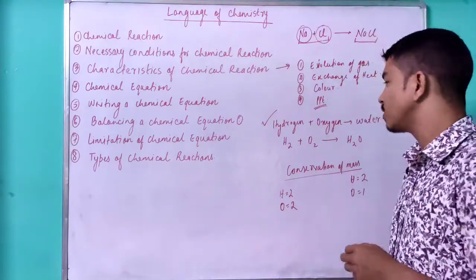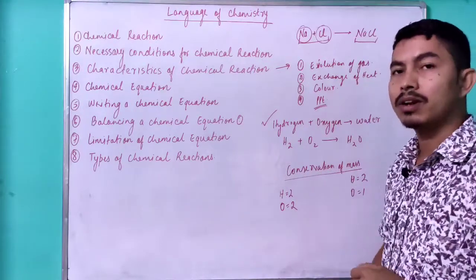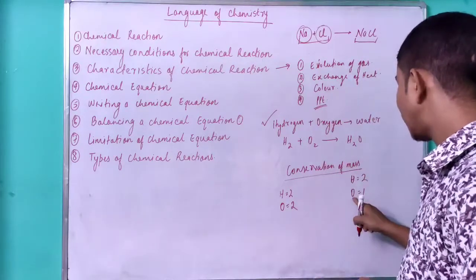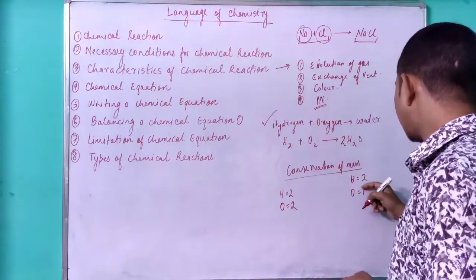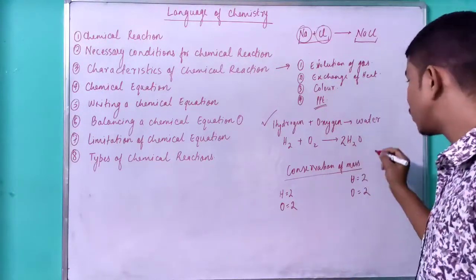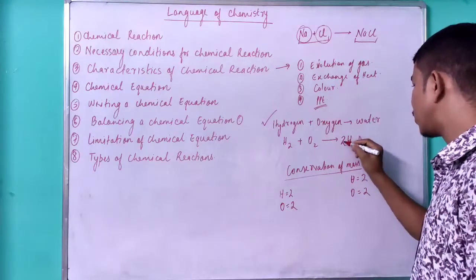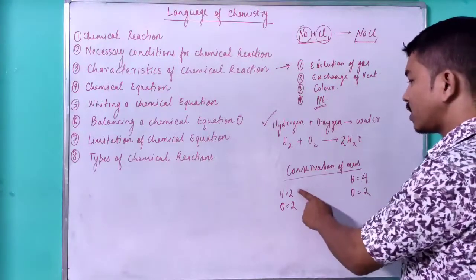A chemical equation can be balanced by adding a digit in front of the given element. Now what can I do? I need to make oxygen 2, so I'll write 2 here. Now we have 2 atoms of oxygen. But when we do so, the number of hydrogen also increases. It is multiplied, 2 times 2 is 4. So now we have hydrogen 4, but on the left hand side we have 2.